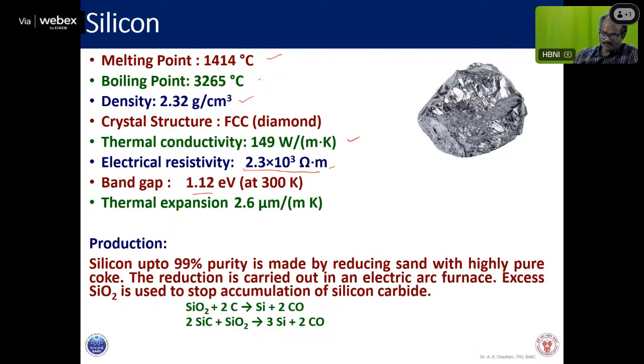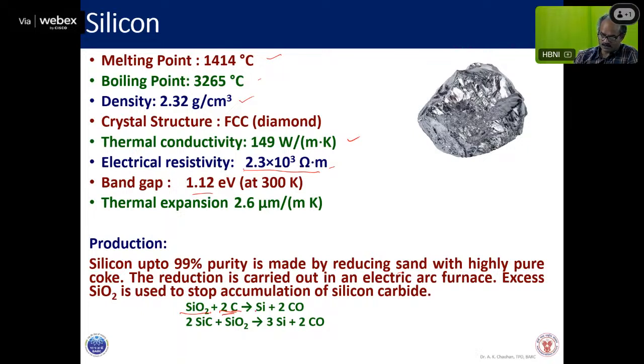And how is it produced? Silicon, up to 99% purity, is made by reducing sand. Silicon is produced from the earth's crust. You have silica, and a lot of sand consists of silica only. So by reducing the sand with highly pure coke, so you have highly pure carbon and then silica.